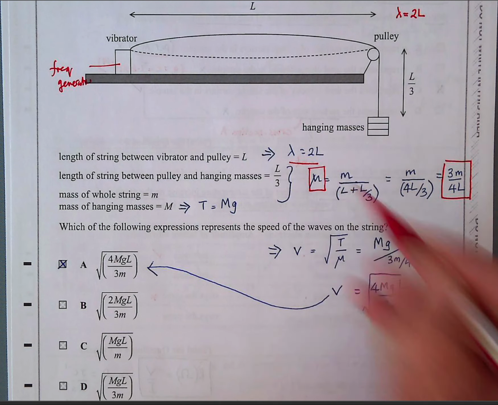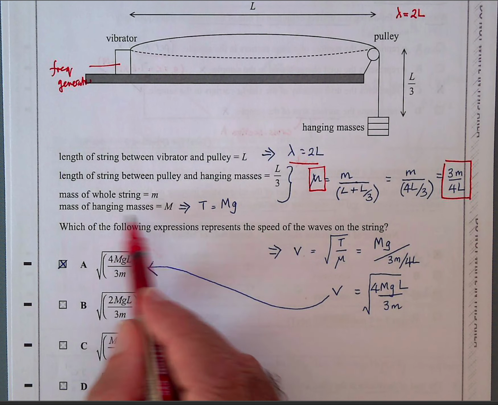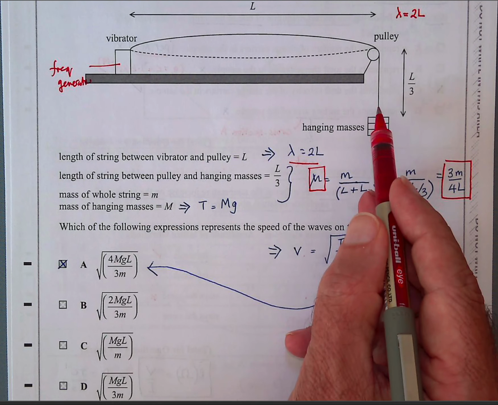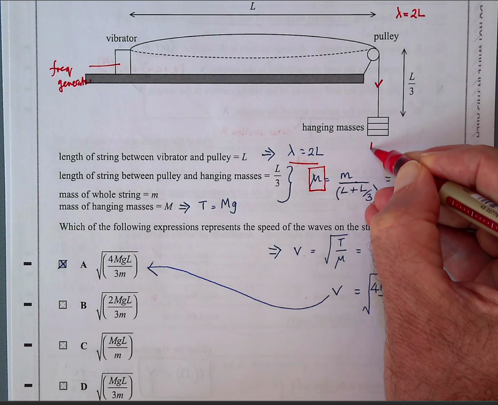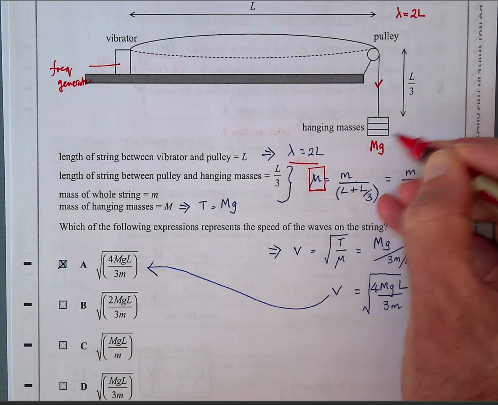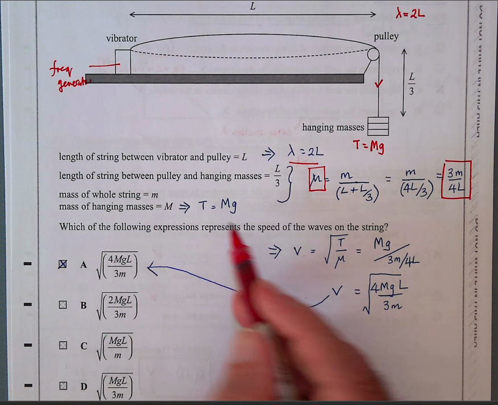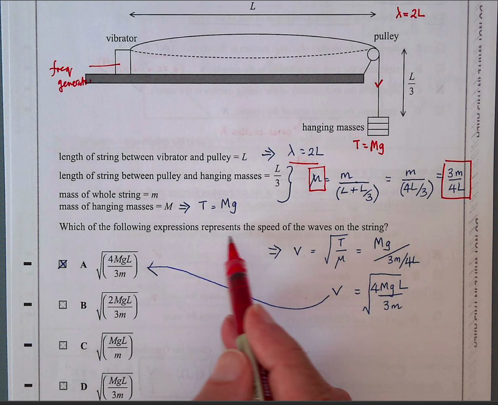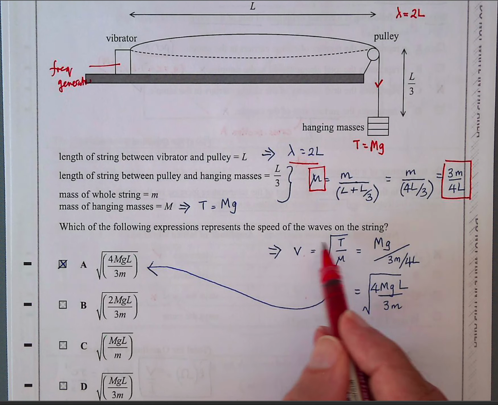Once we do that, we also know that the mass of the hanging masses, m, leads to knowing the tension in the string. So tension is due to m times g, equals tension. That's what I've put here. So we know all of this. Now it wants you to work out which of the following expressions represents the speed of the waves on the string.